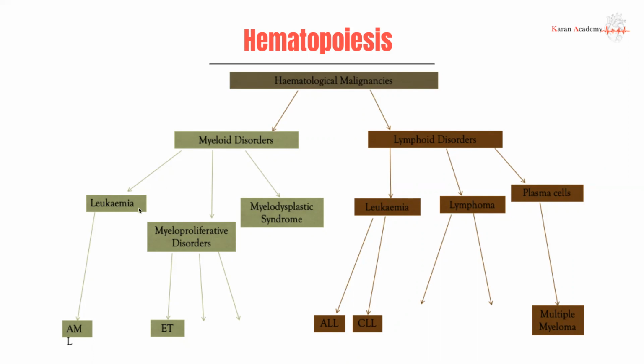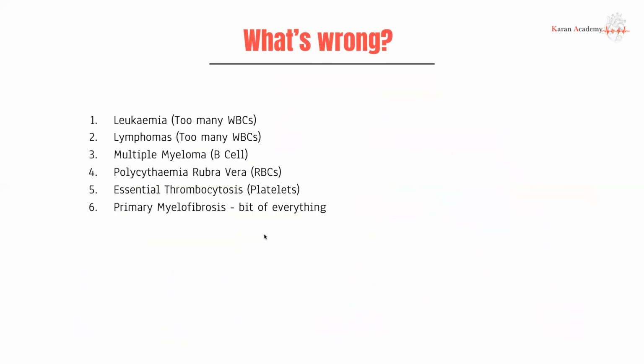With myeloid cells, you obviously have your leukemias like AML, but then you also have your myeloproliferative diseases like essential thrombocytosis, Polycythaemia Rubra Vera, as well as Myelodysplastic Syndrome. Don't worry if you don't know these terms, we go through all of them. And then with lymphoid cells, you have your lymphomas, your leukemias, or ALL, CLL, as well as multiple myeloma.